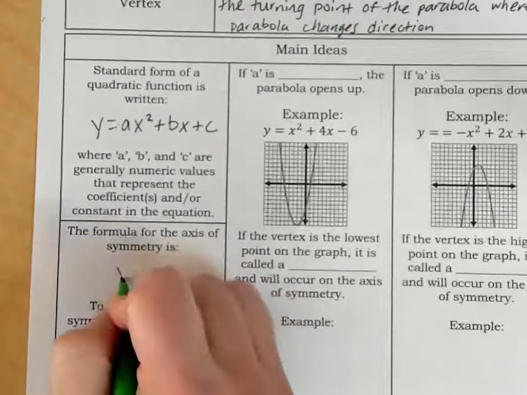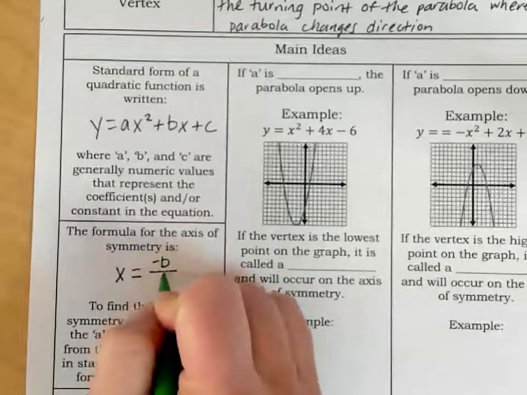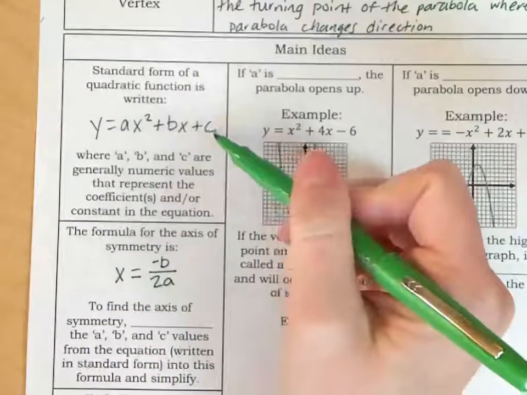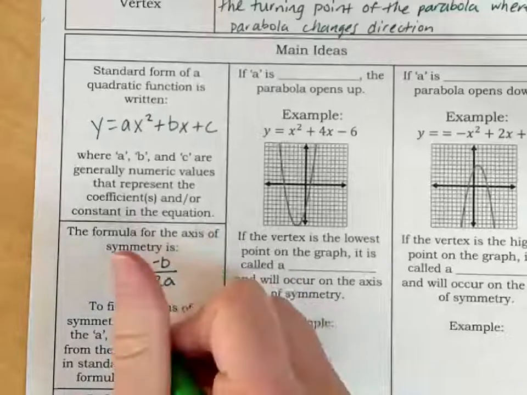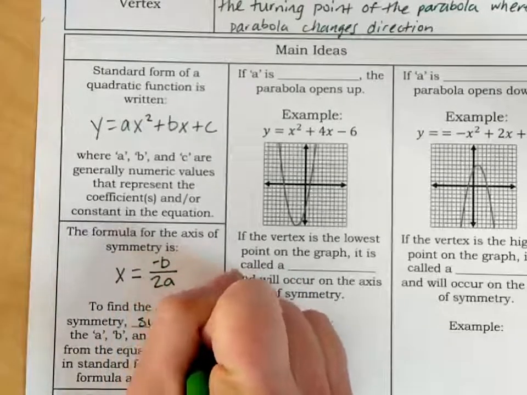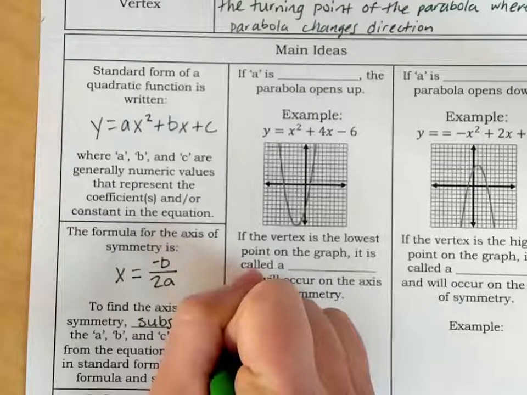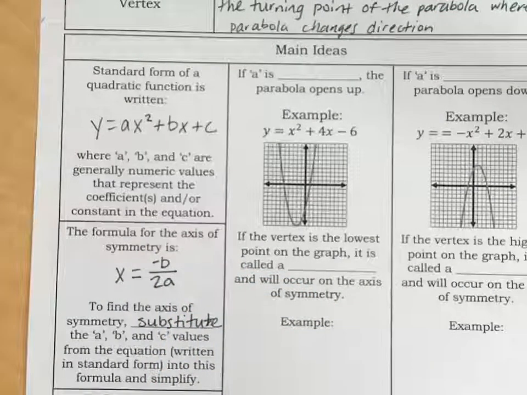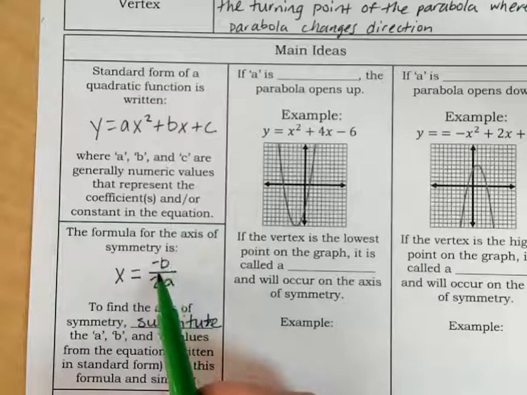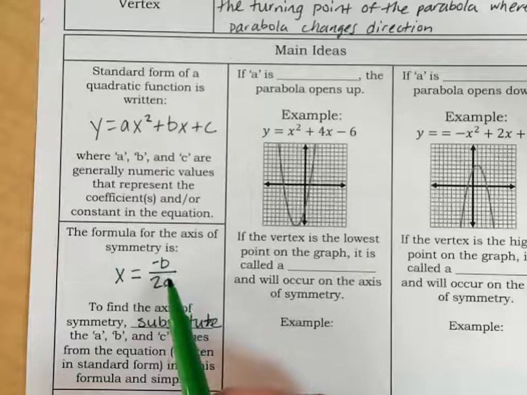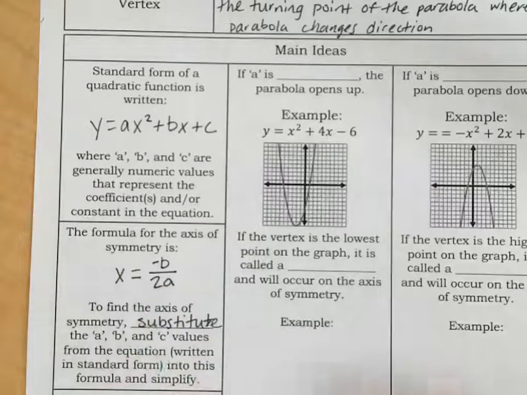Now, if we want to look for axis of symmetry, there is a formula for that as well. The axis of symmetry is x equals negative b divided by 2a. So using those same a, b, and c values, the formula is negative b divided by 2a. To find the axis of symmetry, you are going to substitute the a, b, and c values from the equation that's written in standard form into the formula and simplify it. Make sure that when you substitute the values that you put them in parentheses. Because of this negative in the formula, sometimes your b value is also negative, so you want to plug that in with parentheses just to make sure that you keep all of your negative signs straight and where they need to be.